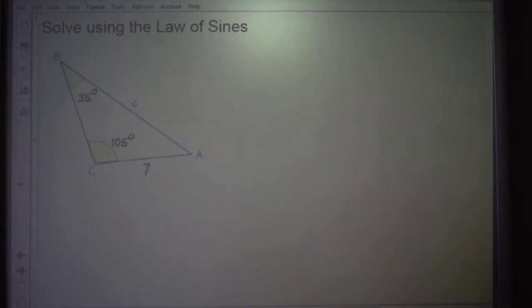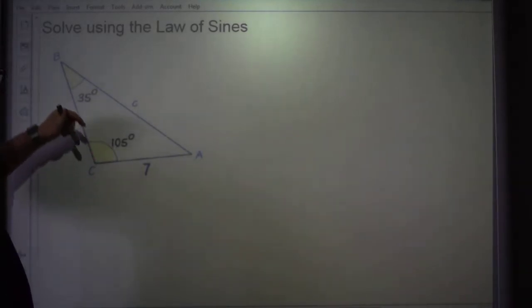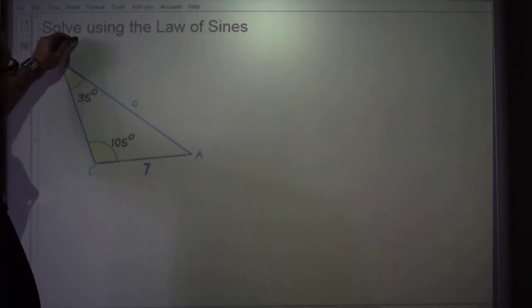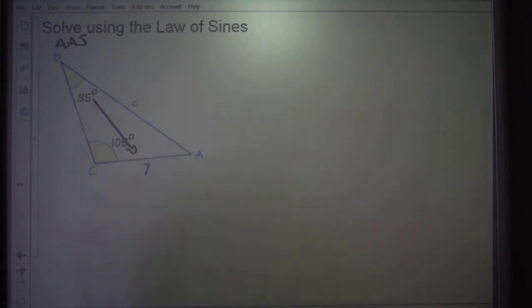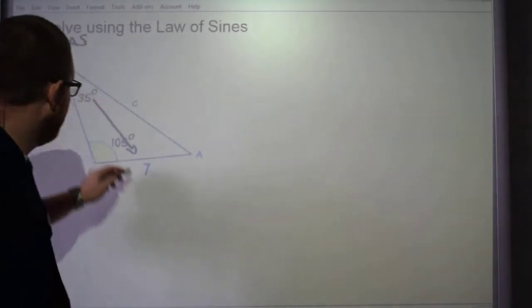So let's take a look at an example problem. These are pretty easy. Let's solve using the law of sines. So I have two angles and a side not in between them. So I have angle, angle, side. The key thing that I see is that I have a side and an angle that match up. So the law of sines is what I'm going to use here.